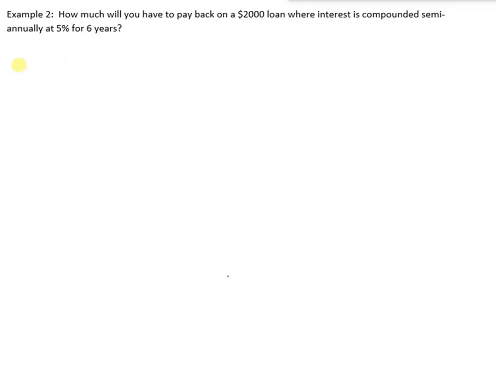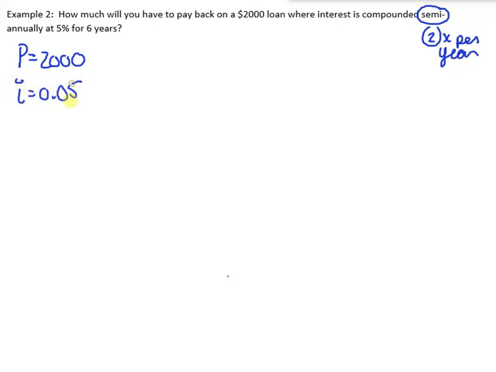Let's do example 2. How much will you have to pay back on a $2,000 loan? So immediately P equals 2,000, where interest is compounded semi-annually. When we talk about semi-annually, we talk about 2 times per year. Okay, so the interest rate is 5%, and it's 6 years. No, it's n. n equals 6. And then we're going to find out the amount. How much will we have to pay back?